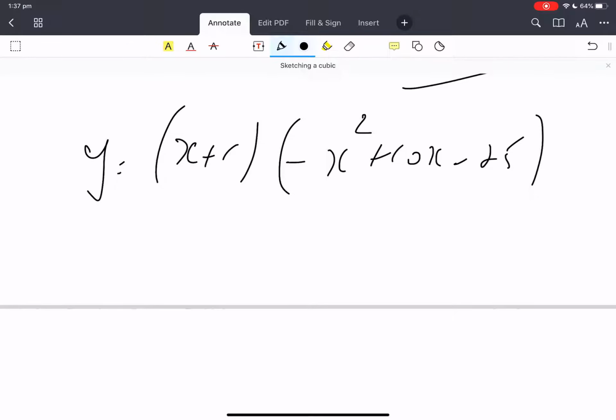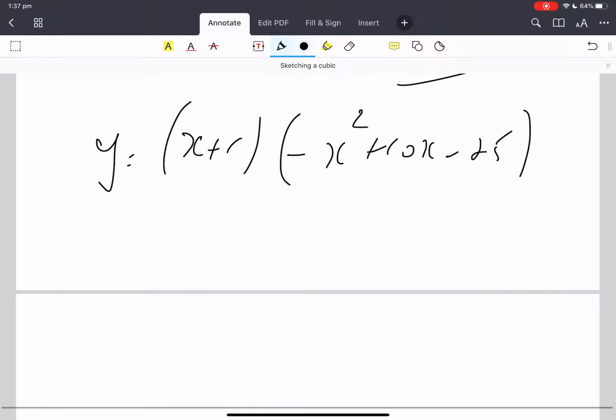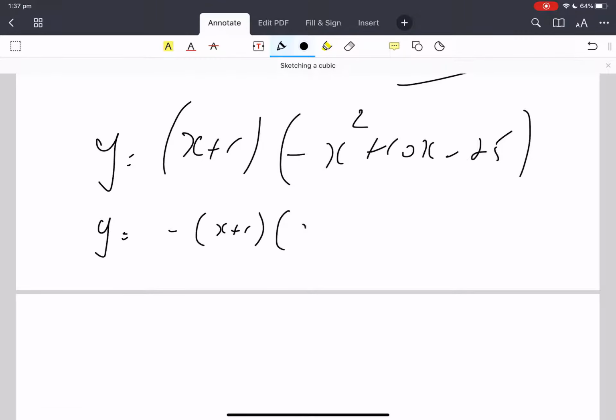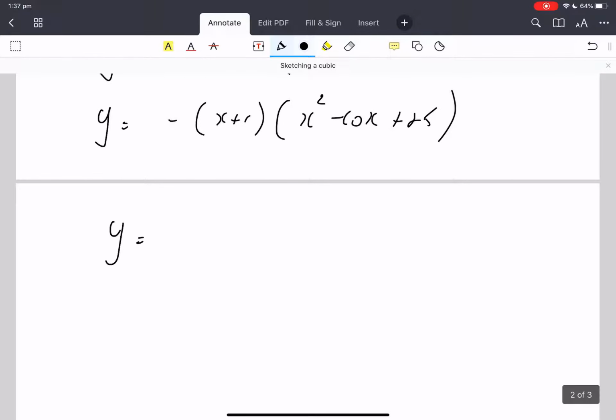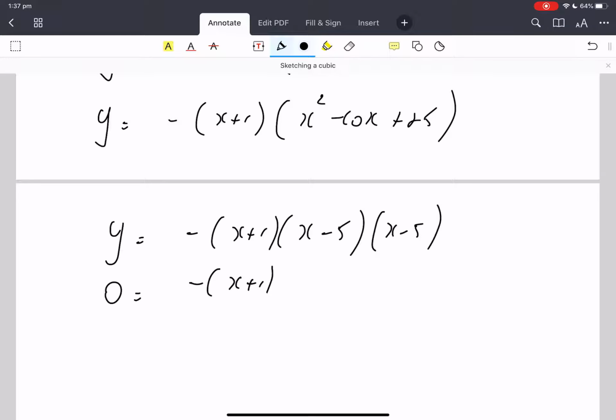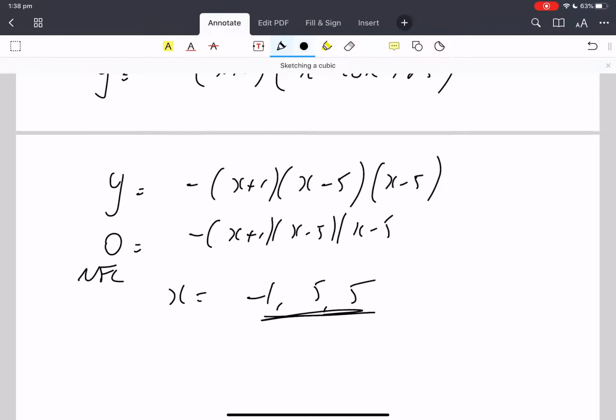That's where we're at. Don't really like that. So let's go y equals minus. We don't like that negative there, do we? We need to factorise that. That's the perfect square pattern. Y equals minus (x plus 1)(x minus 5) squared, however you see it. So when we set y equal to 0, by our null factor law, x will equal minus 1, 5, or 5. Minus 1, 5, and 5.